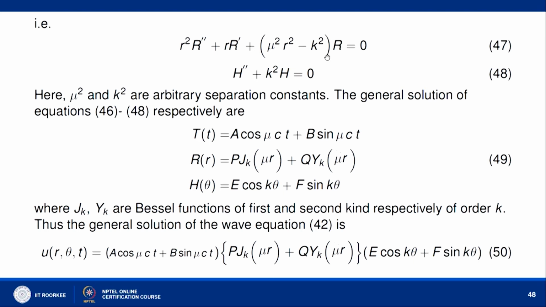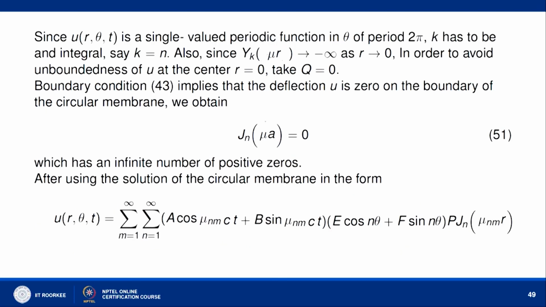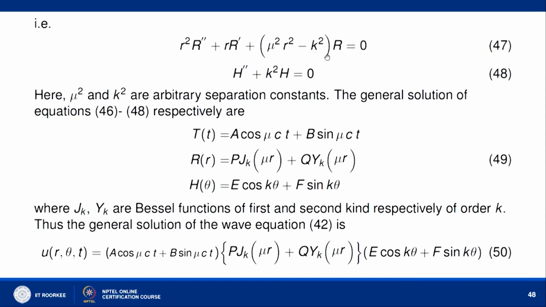So far we have not utilized any initial condition or any boundary condition. So now let us find out these constants a, b, p, q, e, f. Here we use that since u(r, theta, t) is a single valued periodic function of theta of period 2 pi, k has to be an integral value. So it means that E cos k theta and F sin k theta is periodic with period 2 pi, provided your k has to be an integer.